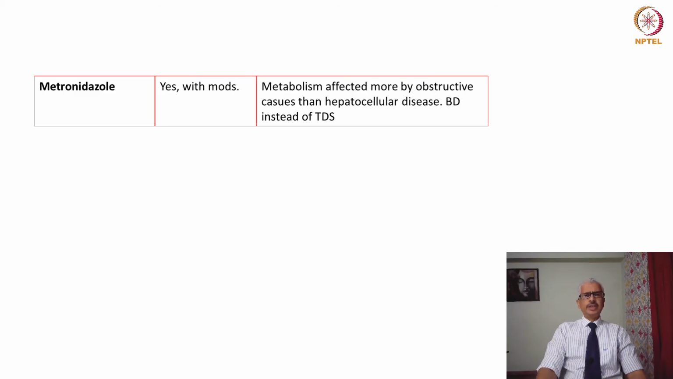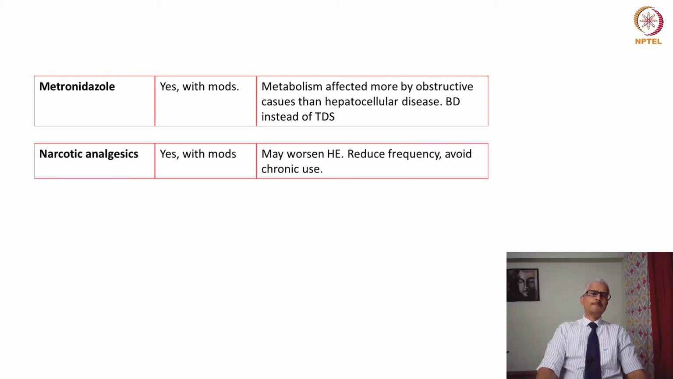Metronidazole is considered safe, but we may have to reduce the dose as metabolism is affected by obstructive causes rather than hepatocellular disease. Therefore, if the hepatic failure is due to obstructive causes, in those cases BD dose, or twice daily dose, may be required instead of 3 times a day dose. The narcotic analgesics can be used but in reduced dosage as they may worsen hepatic encephalopathy. So reduced frequency and avoiding chronic use is the caution for narcotic analgesics.